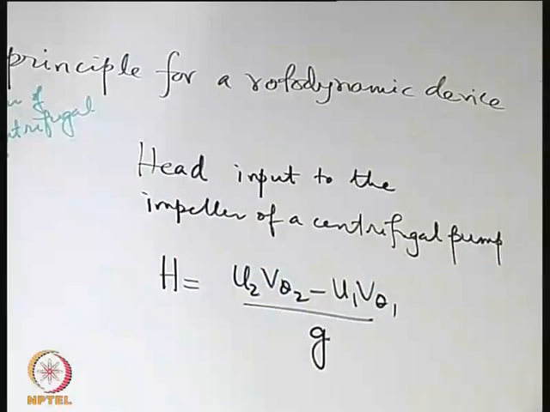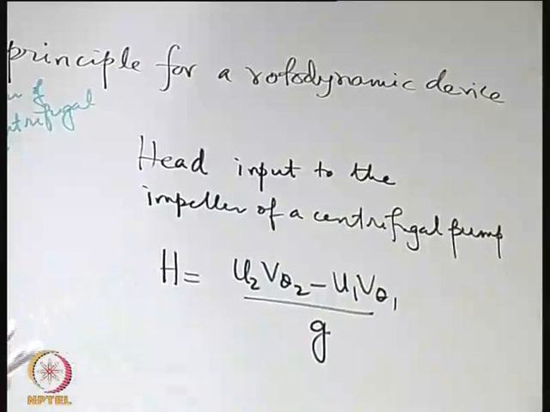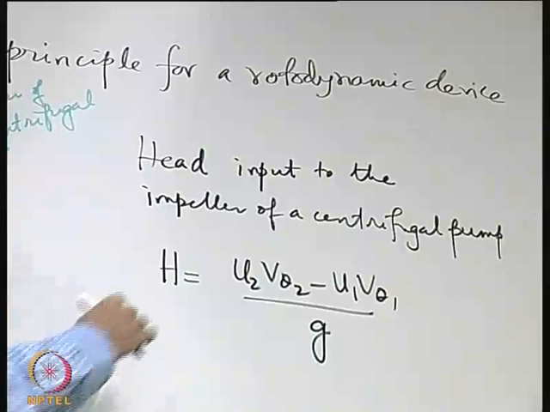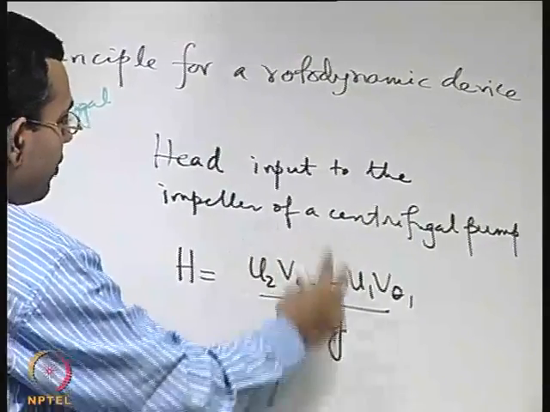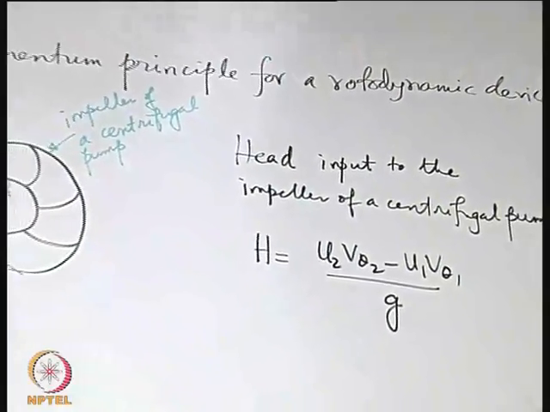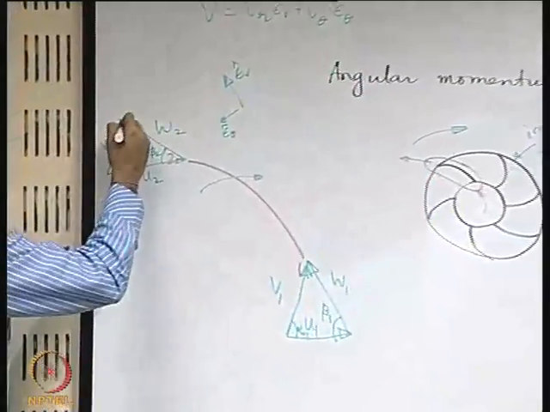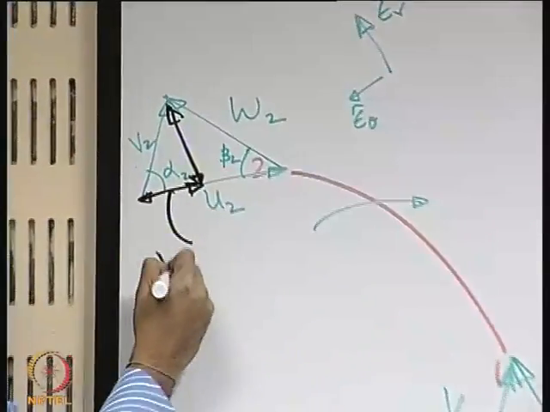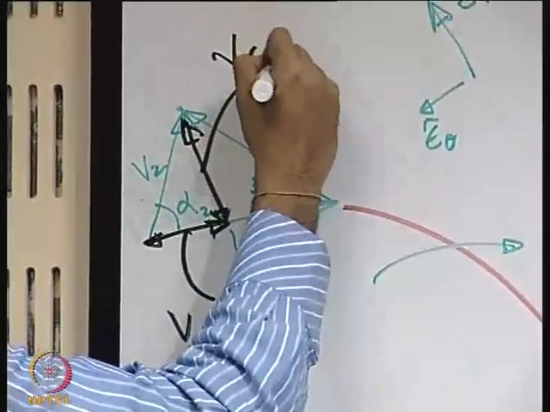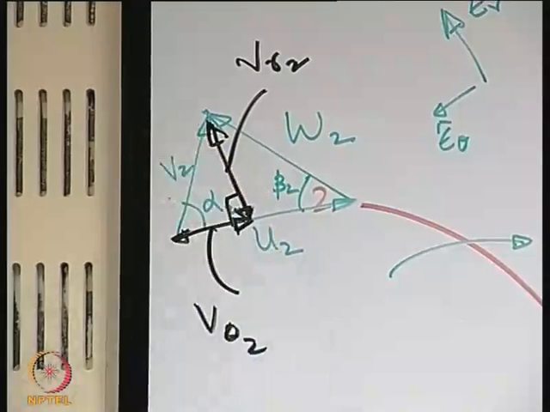The head developed will be equal to this one if there is no loss, but in reality there is some loss, and therefore the head developed is a fraction of that one, and that fraction is known as hydraulic efficiency. We will come into that subsequently, but first let us see how we can simplify this from the velocity triangles. So let us consider the velocity triangle at the outlet. If you just break it up into components, just for clarity, this is V theta 2 and this is V R 2, the theta and the R components, and this angle is 90 degrees.